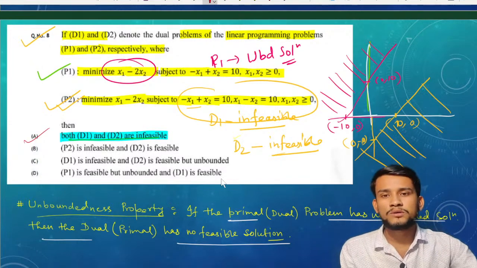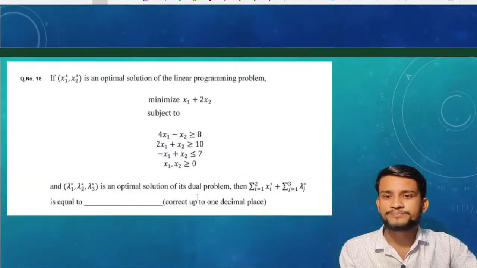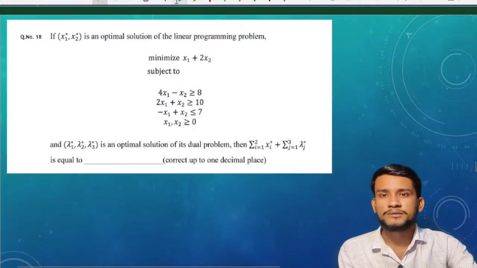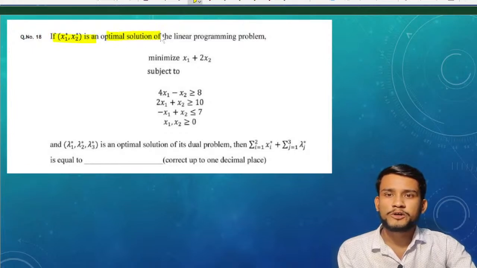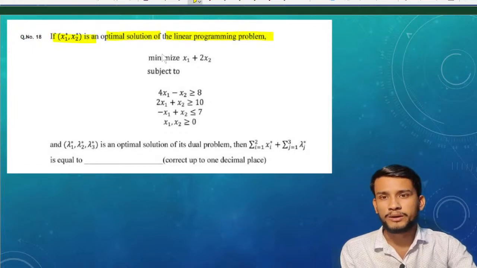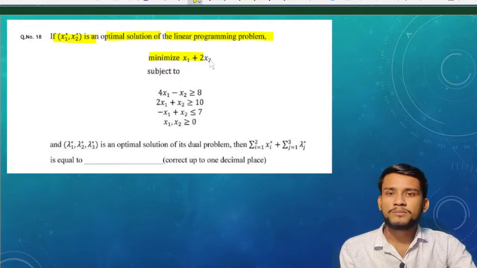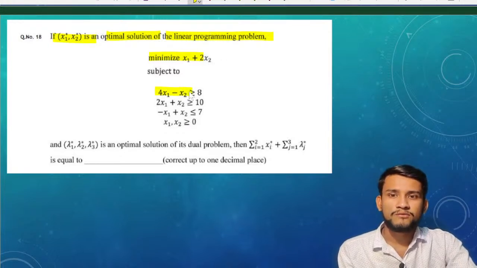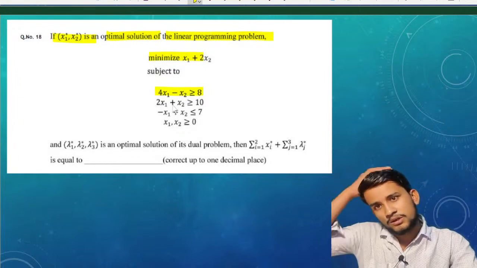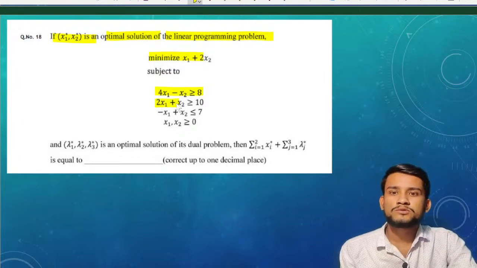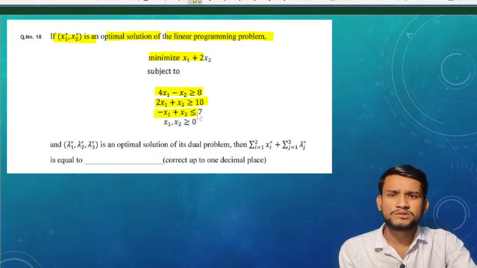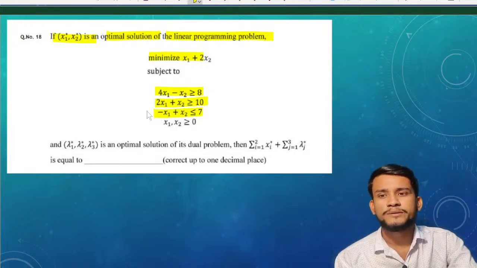Okay, now let us go to the next question. The next question says that if x1 star and x2 star is the optimal solution of the linear programming problem, minimize x1 plus 2x2 subject to these constraints: 4x1 minus x2 greater or equal to 8, 2x1 plus x2 greater or equal to 10, and minus x1 plus x2 less or equal to 7.